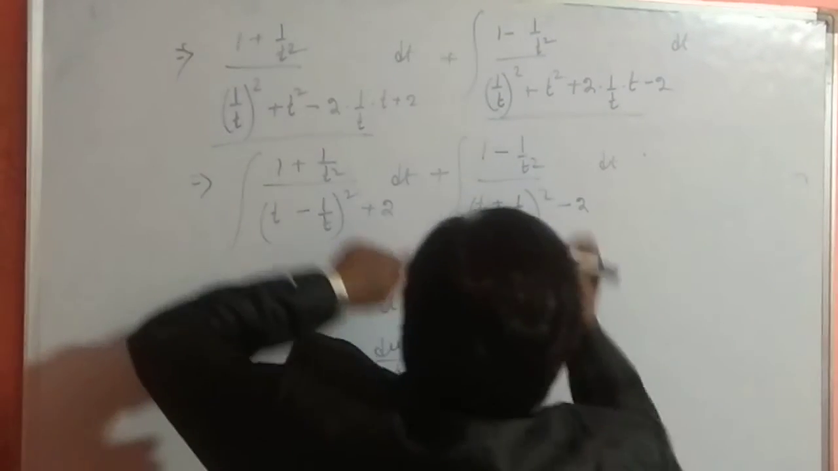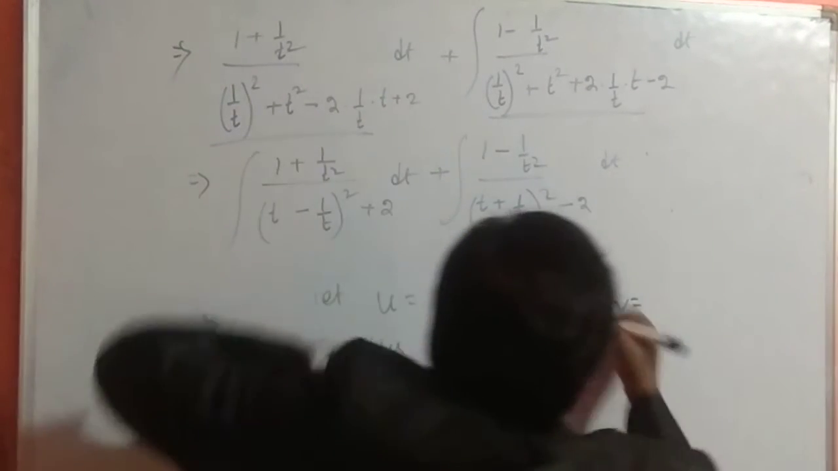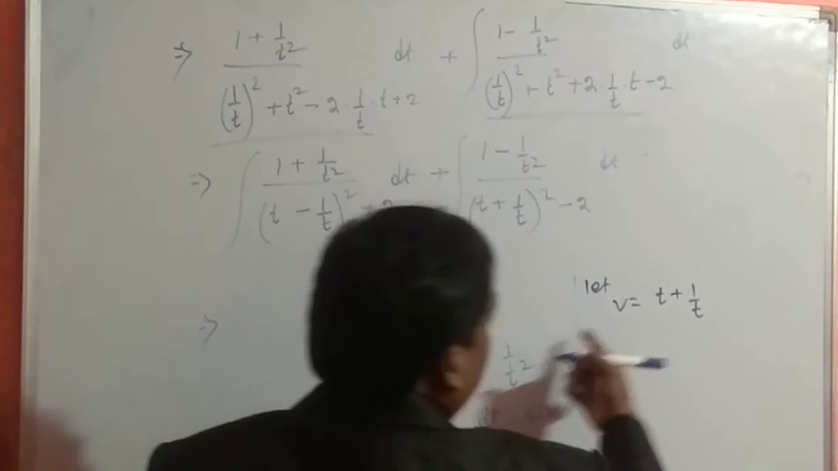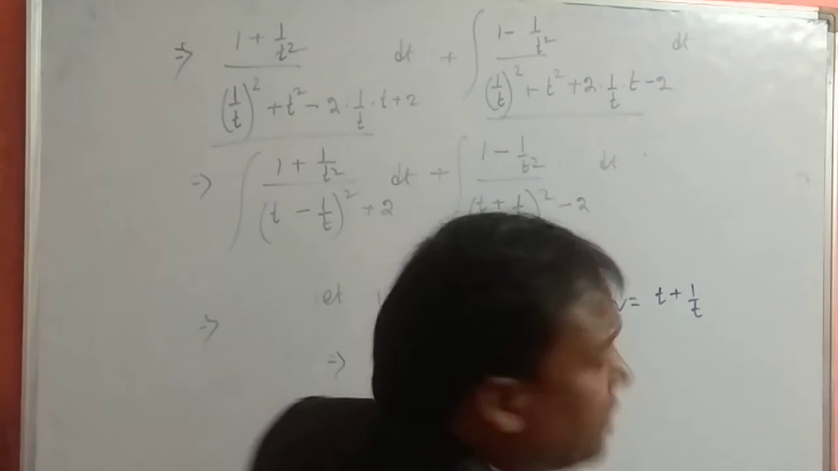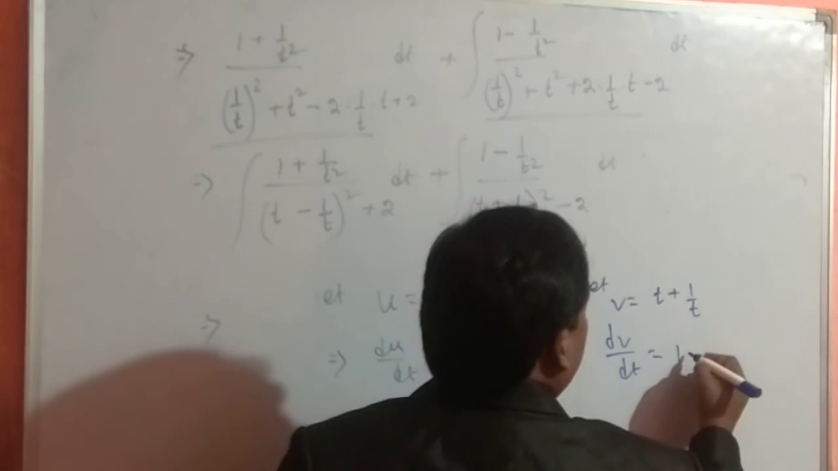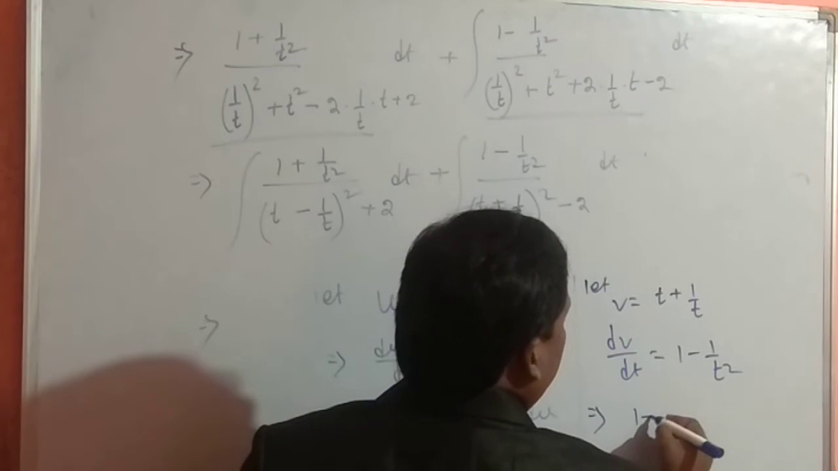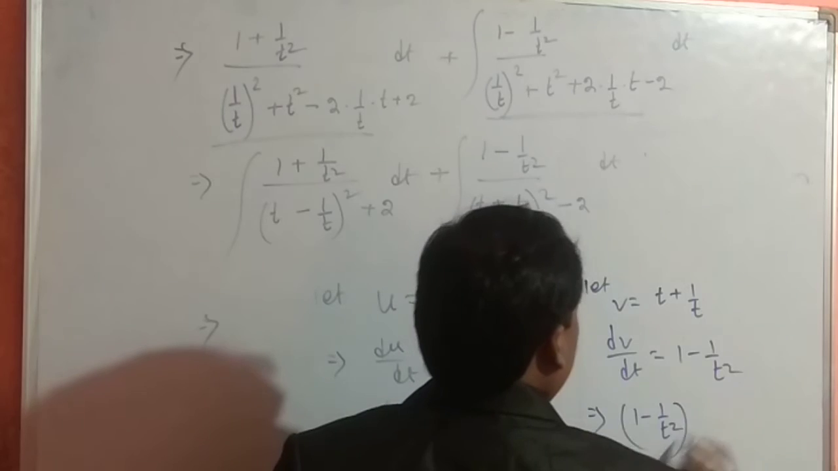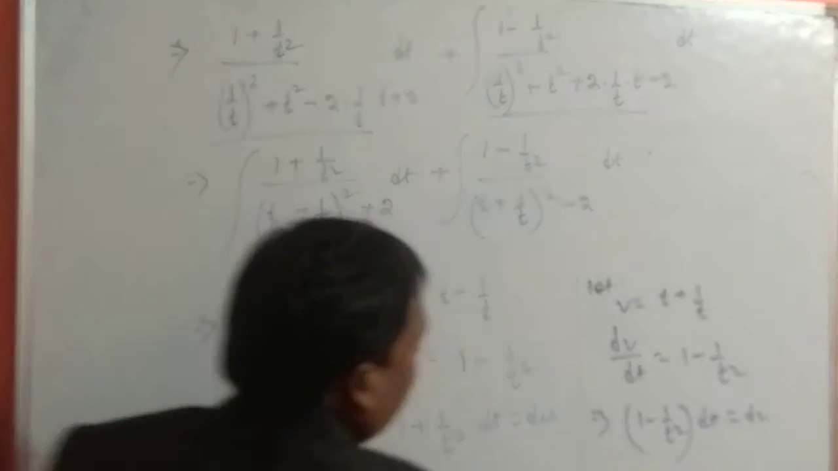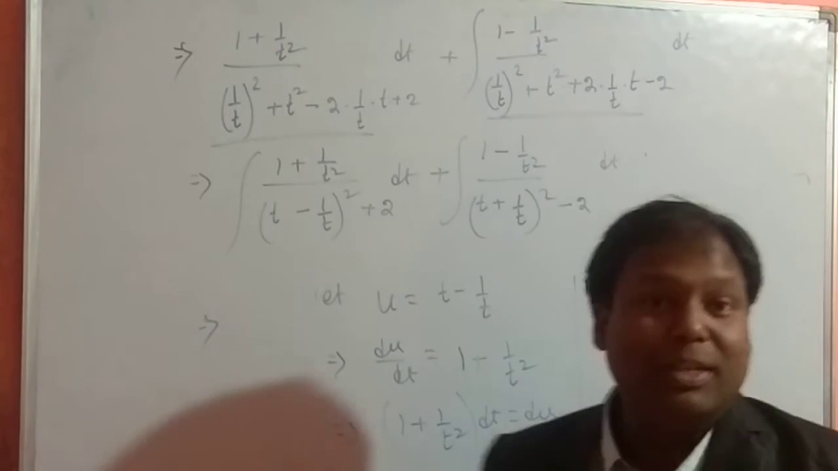Again, for the second part integral, let v be equal to t plus 1 by t. Again, you have to find the derivative of both sides. Then dv by dt equal to 1, then minus 1 by t square. Then again cross multiply: 1 minus 1 by t square dt is equal to dv. Then continue.